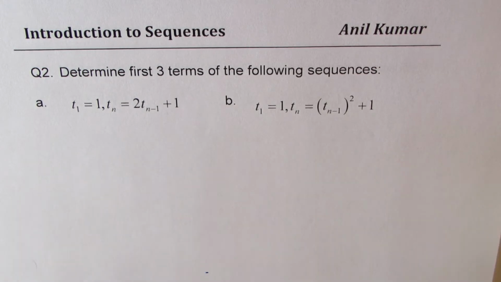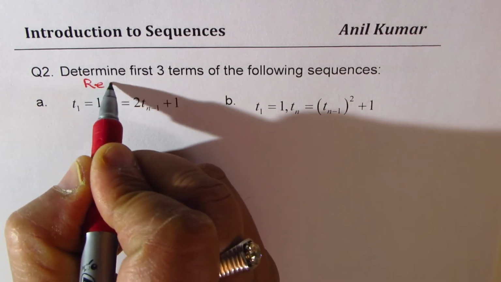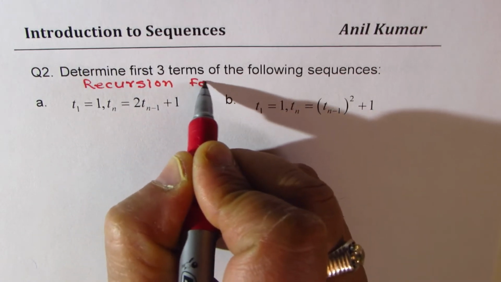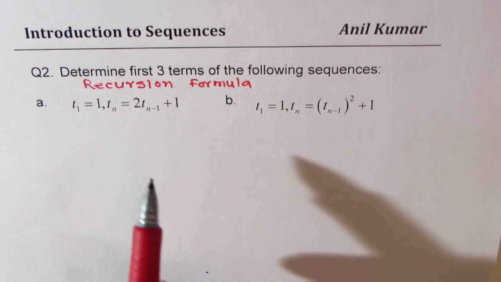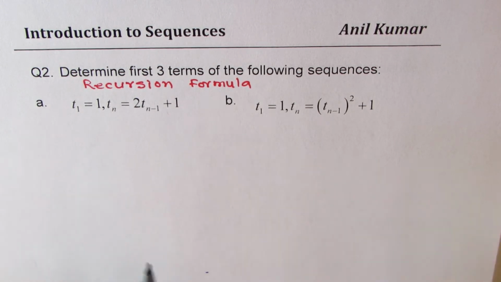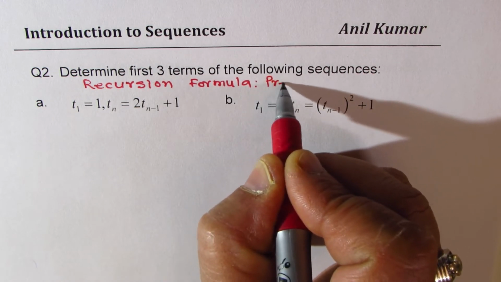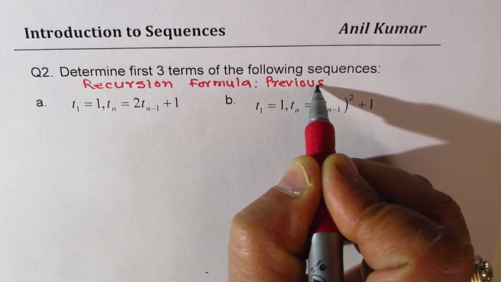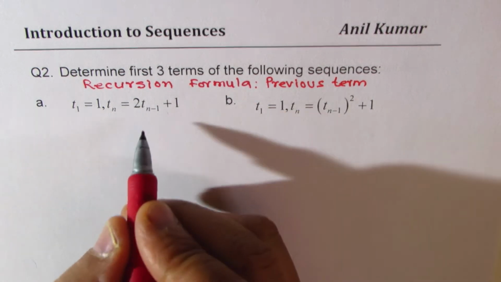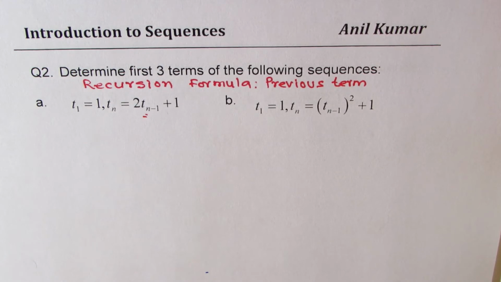Now this type of formula is called a recursive formula, or recursion formula. We are defining a term in terms of previous terms, right? So we are including the previous term, which is n minus 1. You see that part, right? Whenever you see something of this form, it becomes a recursive formula.